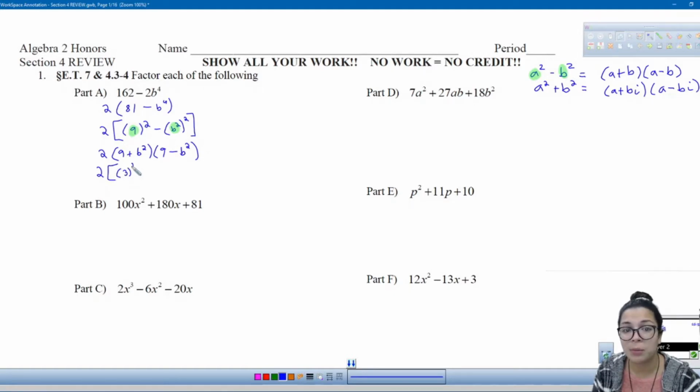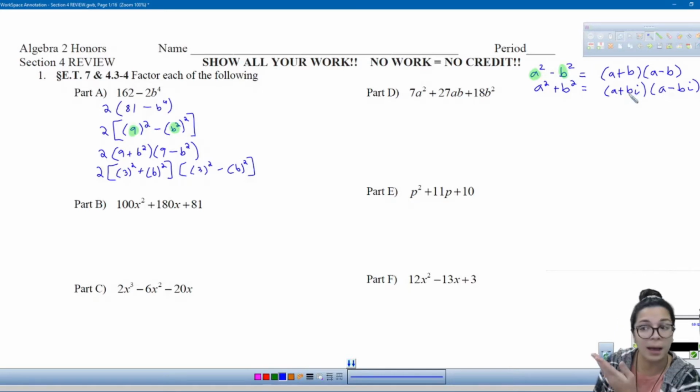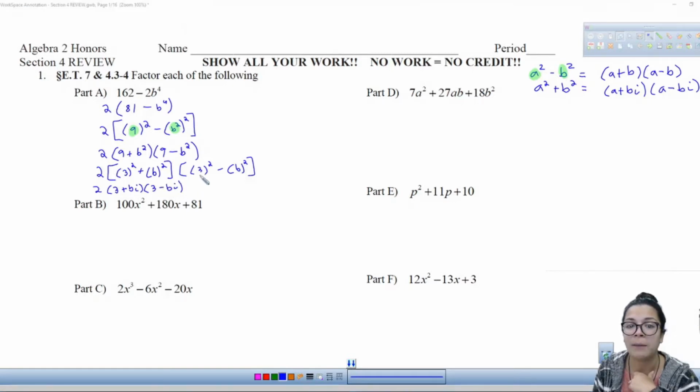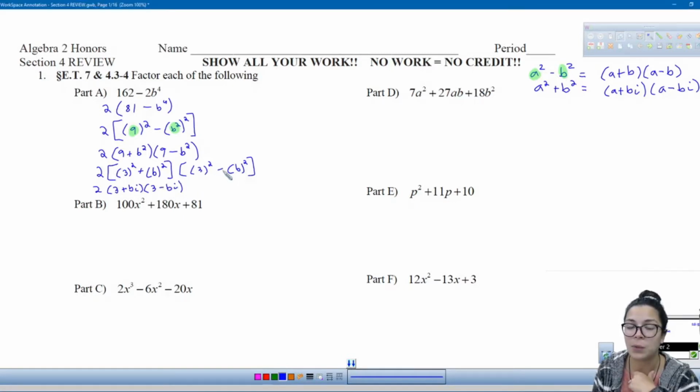9 as a perfect square would be 3 squared. b squared as a perfect square would be b squared. And then here, of course, these are the same numbers, so it would be 3 squared minus b squared. So here for the sum of squares, remember it factors to a plus bi times a minus bi. So this final one would be 3 plus bi times 3 minus bi. And then for this one, the difference of squares just factors into a plus b times a minus b. So that would factor into 3 plus b times 3 minus b.